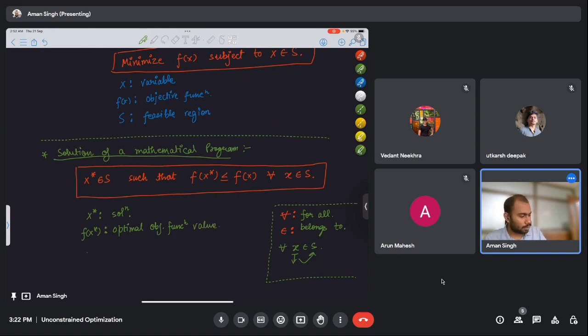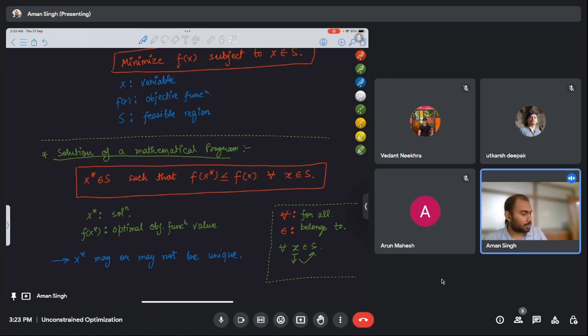Now, there is one point that I want to make. Let me write it in blue. x star may or may not be unique.